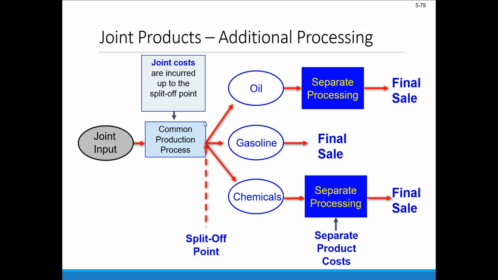And those are going to be considered sunk costs with regard to the sell or process further at split off decisions because they're happening before that split off point. So here with refineries, we can have oil, some separate processing, turning that into something else for a final sale. Gas, maybe we're selling at split off as gas. Chemicals, maybe we're doing some extra processing again and selling that as something else down the line with some separate product cost to do that processing.